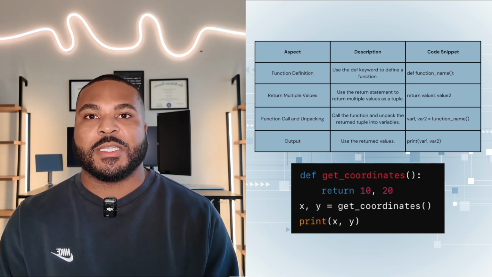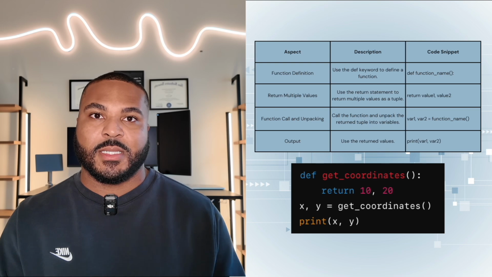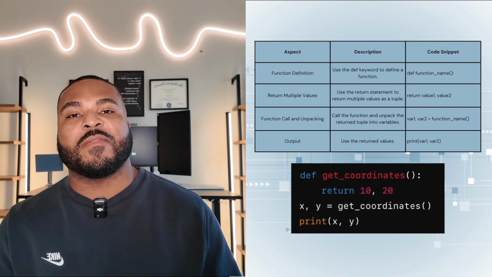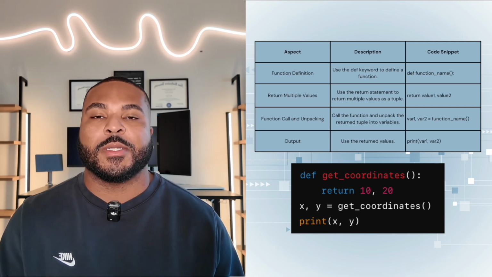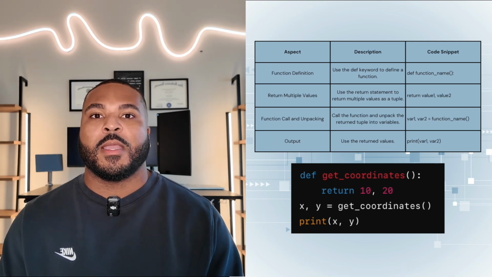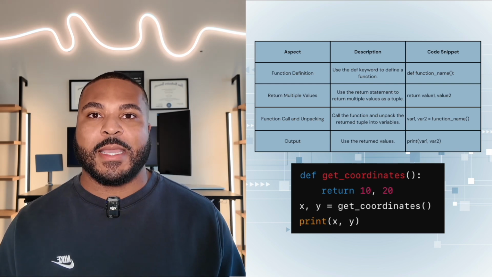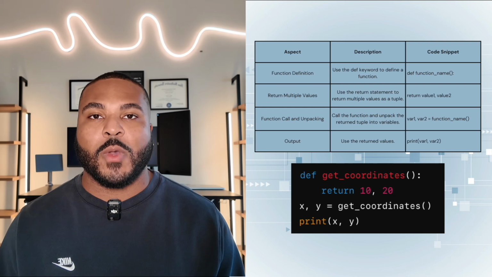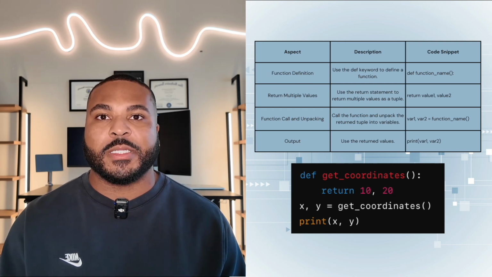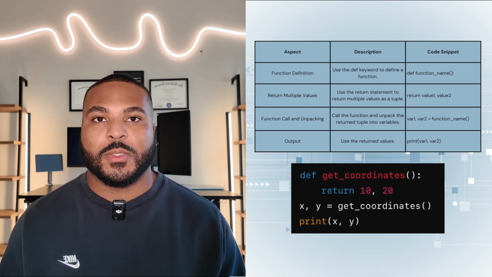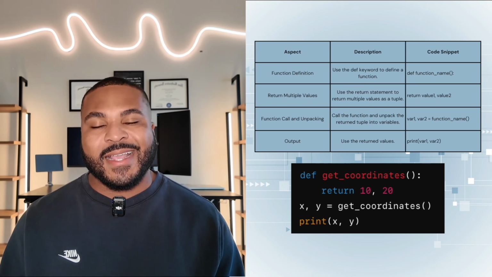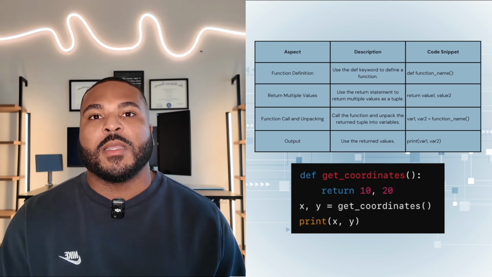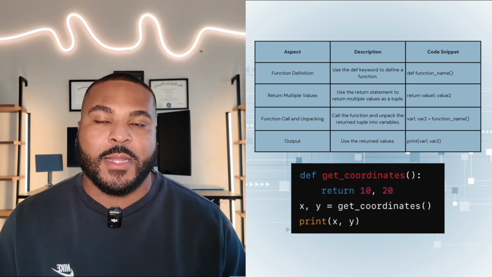So we're going to create a function called get_coordinates, and we're going to say return 10, 20. In this example, we define a function named get_coordinates that returns two values as a tuple. And then we will set x and y equal to the get_coordinates function, and we will print x and y. So when we call the get_coordinates function, the function returns the tuple 10 and 20. We can unpack this tuple into two variables, x and y, and then print these values. So when we run the code, what do you think it'll output?